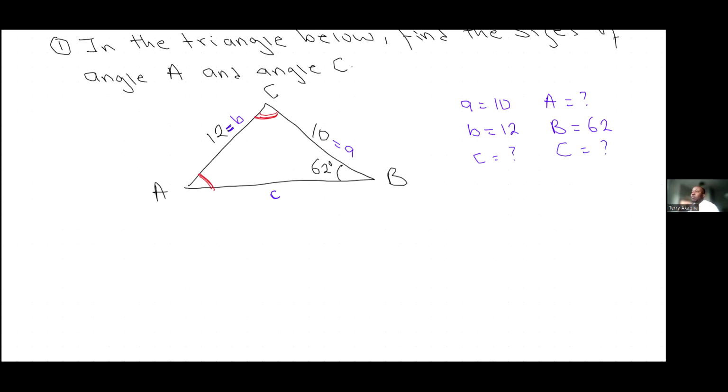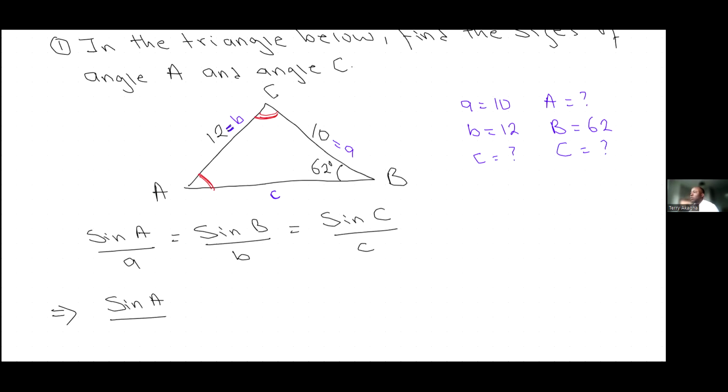So if we now look at the formula, we know the formula is sine A divided by a is equal to sine B divided by b is equal to sine C divided by c. Now let's go. So sine A divided by a, which is 10, is equal to sine B divided by b. That'll be sine 62 divided by 12, which will be equal to sine C divided by c.